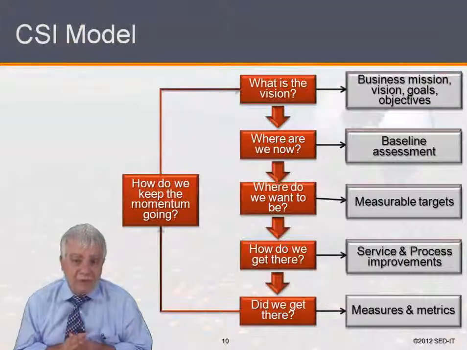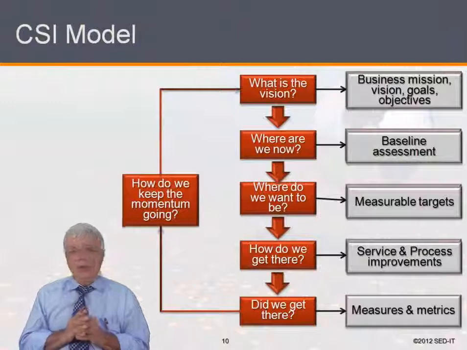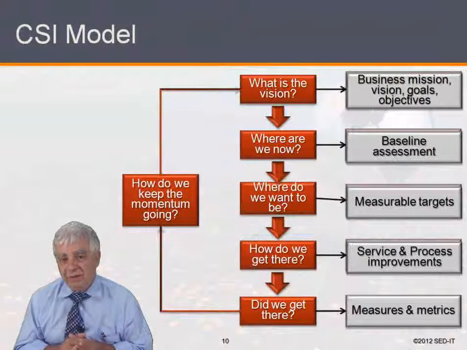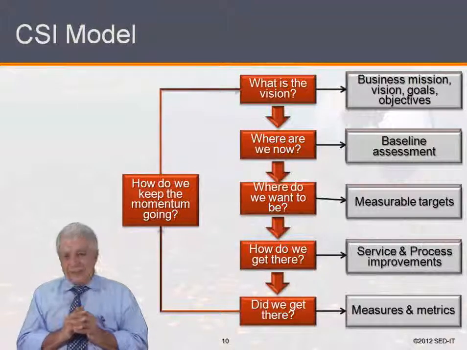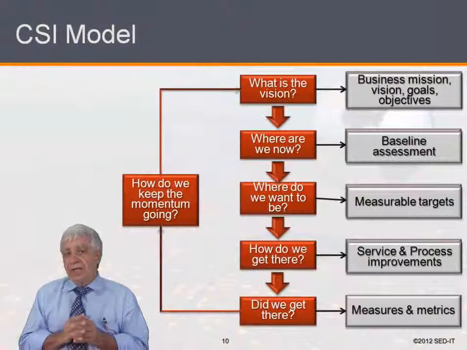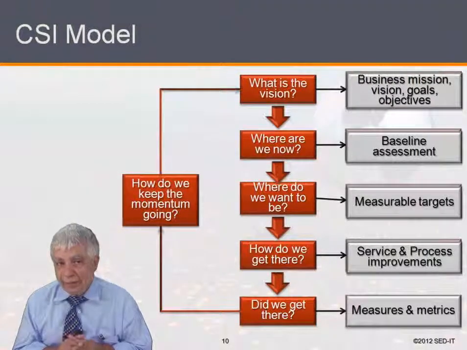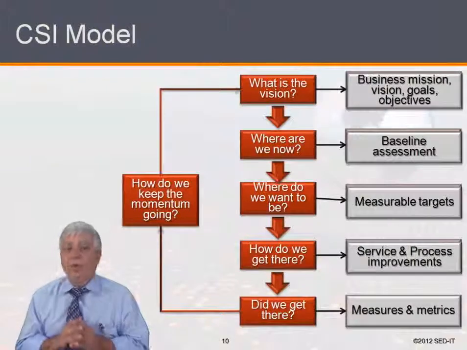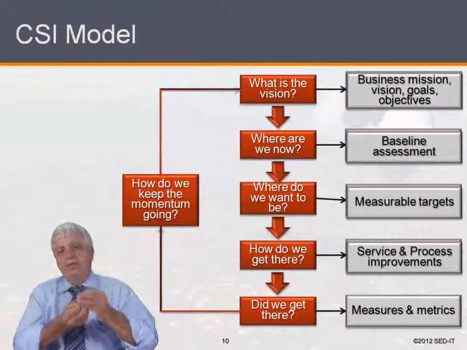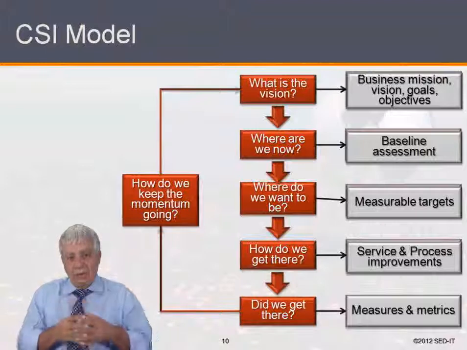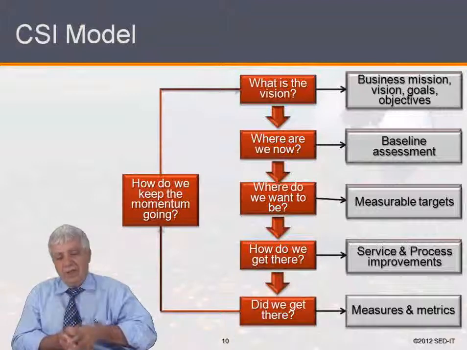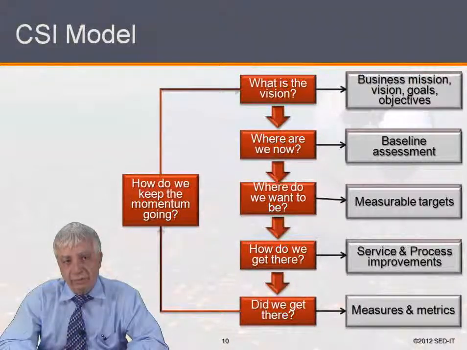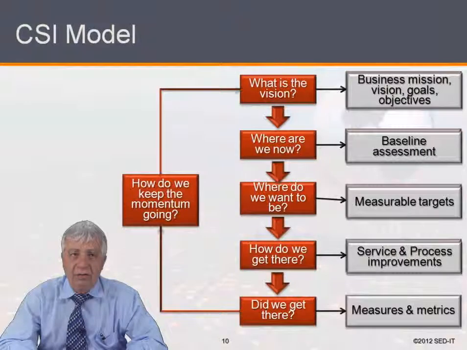If you decide to move from one city to another, you need to know when it is time to stop, because you are in that city. So we need measurement and metrics. And once this is done, and we are there, how can we keep the momentum going? And the momentum going brings us again to what is the vision? Where are we now? Where do we want to be? How do we get there? Did we get there? Yes. And so this is, I think, one very simple explanation of the continuous service improvement model.